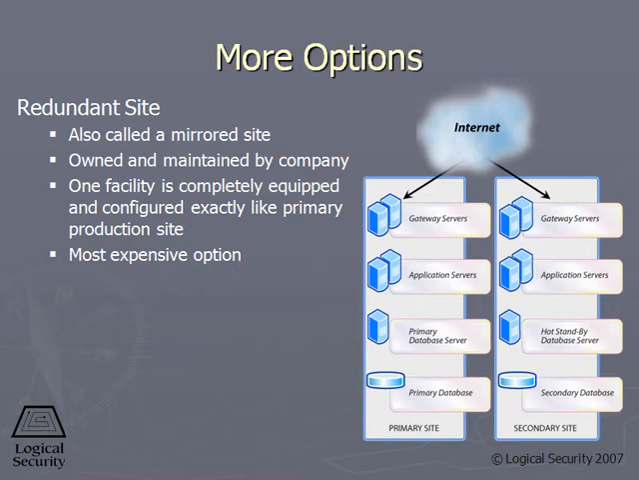So even a hot site may not be good enough, or the actual cost of using a hot site, of all the people that they'll need and the activation costs and everything. So it's always a cost-benefit analysis. But a redundant site means your company owns that environment. Most of the time it's a mirrored environment of your production.